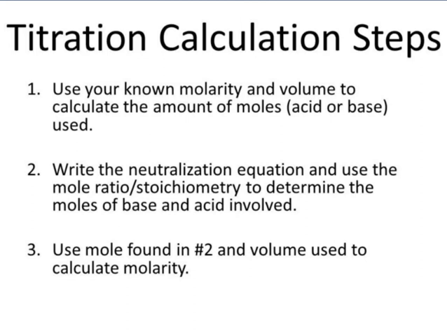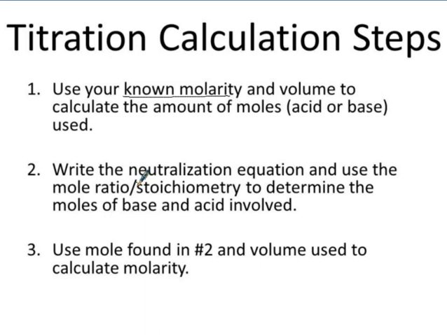So when you're doing a titration calculation, you have a known molarity, and you know the volume that you use. So you use that known molarity and your volume to calculate the amount of moles used. Then you come to step 2, write out the neutralization reaction, and you do stoichiometry to do the mole-to-mole ratio, which will get you to the unknown.